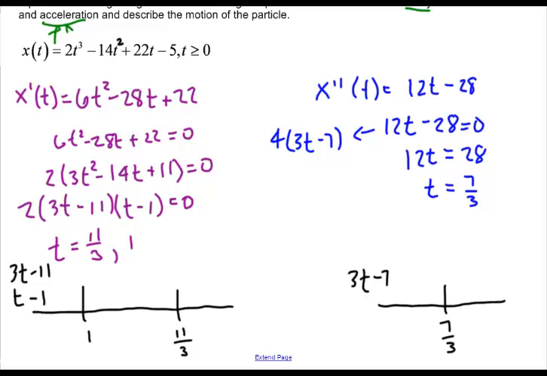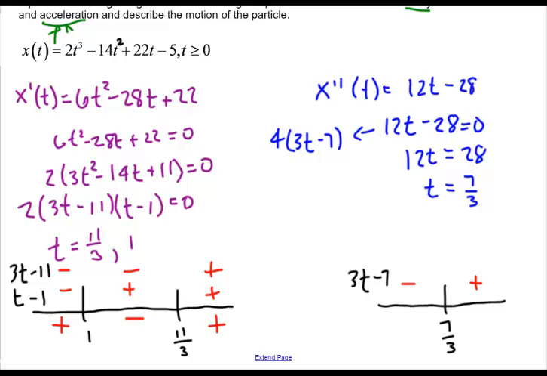So when I pick a number less than 1, like 0, when I put 0 in, I get negative and negative, which is positive. When I pick a number between 1 and 11/3, pick something easy to work with, like say 2. When I put 2 in here, I get a minus and a plus, which gives us a negative. And then pick a number bigger than 11/3, like say 5. When I do that, I get plus and plus, which gives me a positive. And then for the acceleration, pick 0, which gives us negative. Pick a number bigger than 7/3, like 5. That gives us a positive.